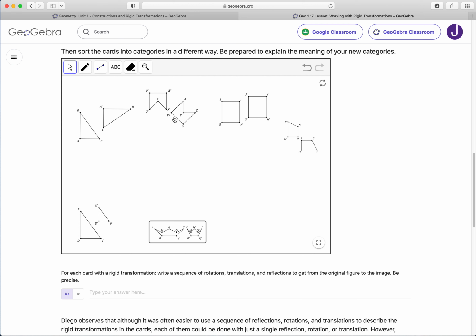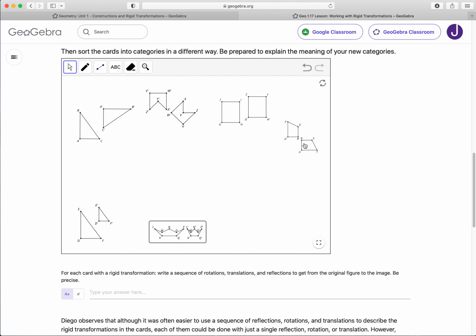This one looks like a translation from W to W, and then a rotation clockwise around W. And that's probably about 135 degrees. Why do I say that? Because this looks like a 45-degree angle off of vertical. So to get V to land on V, that would be a 90 plus a 45. So that'd be about 135 degrees. This one just looks like a translation straight up, just like from G to G, and everything will line up.